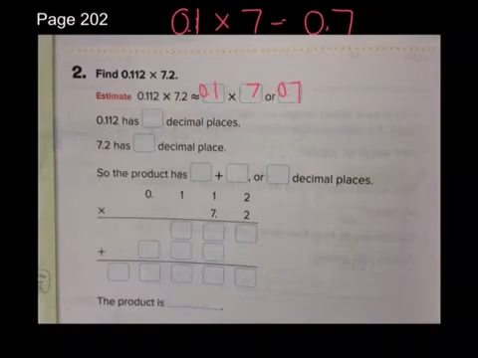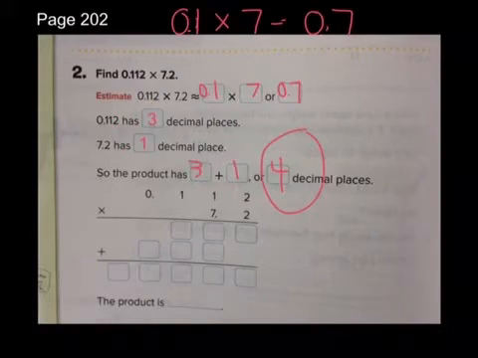Okay? And now they want us to count the decimal places that we're going to work with. This one has 3 decimal places, 1, 2, 3. And this number, 7.2, has only 1 decimal place, right? So altogether, we have 3 plus 1, so we have 4 decimal places in total. So our answer will have 4 decimal places. Don't forget that. Okay, that's one way to make sure that your decimal place is in the right spot.